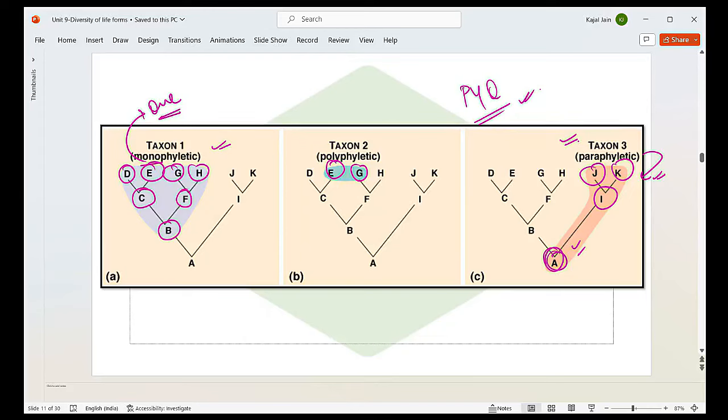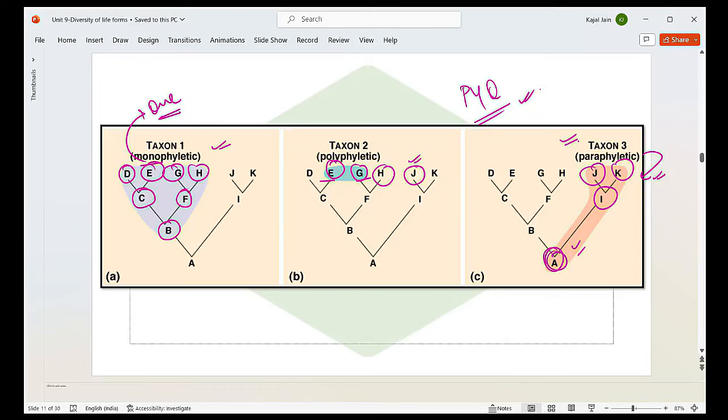A polyphyletic group is when you take the final taxons, any two or any three, and no other common ancestor, nothing else. See, if I take E and G together, it is a polyphyletic group. If I take H and J together, it's a polyphyletic group.